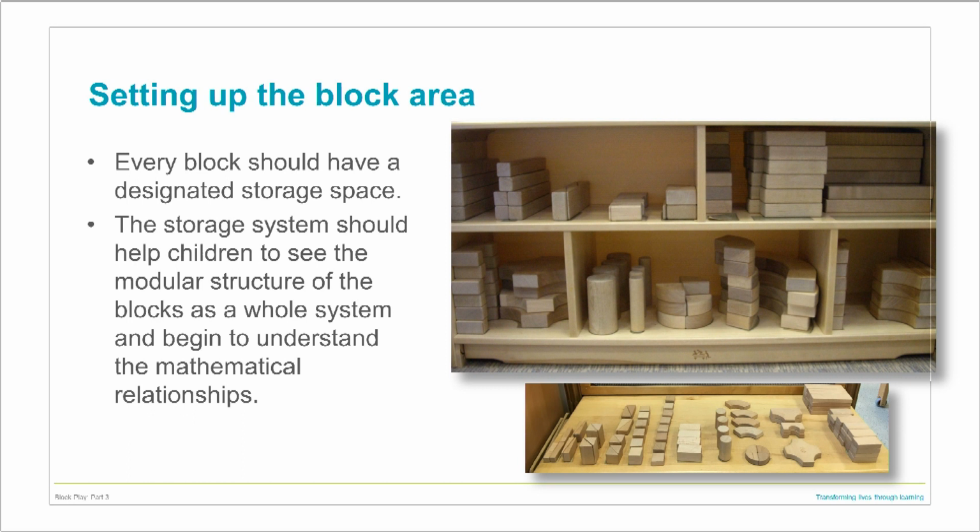What's really important is that you place the blocks in a way that children can see which ones are different. So lots of the blocks, if you place them end on, look exactly the same. So it's important that you have enough space that you can turn, for instance, the unit block and the half unit and the double unit block. If they're placed end on, they look the same, but if they're turned sideways on, you can really clearly see that mathematical relationship between them. And so it's important that your storage system has that ability to show that modular structure of the blocks and the mathematical relationships.